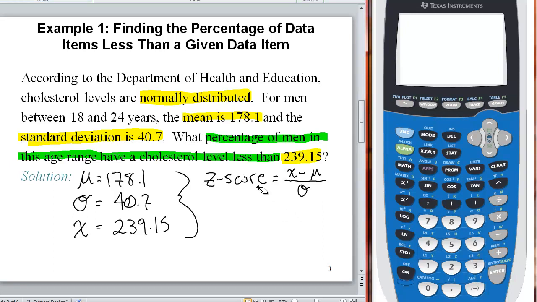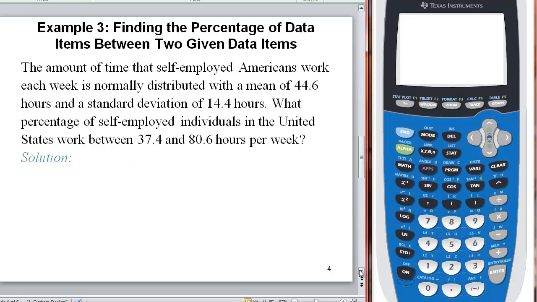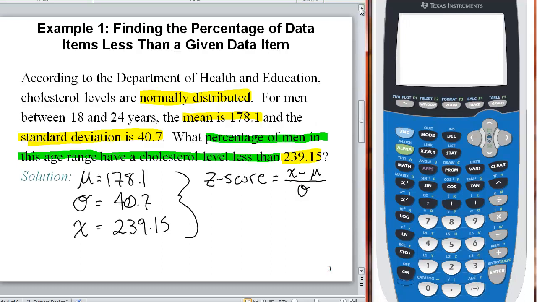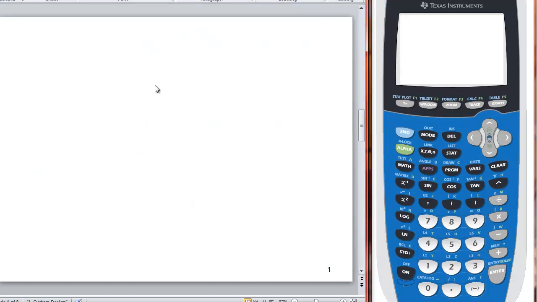So here's what we're going to do. We're going to go over to the other page. Oh, let's see. Oh, I don't have it. All right, so we are going to go over to the new slide.